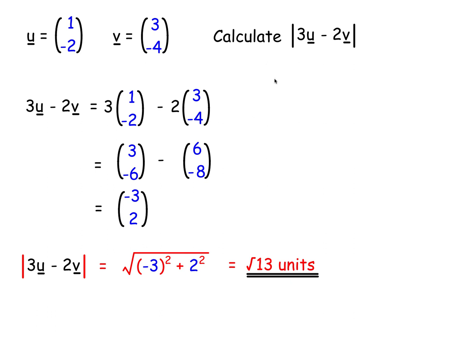So you can multiply a vector by a scalar simply by multiplying the components, and you can add and subtract vectors just by adding and subtracting the components.